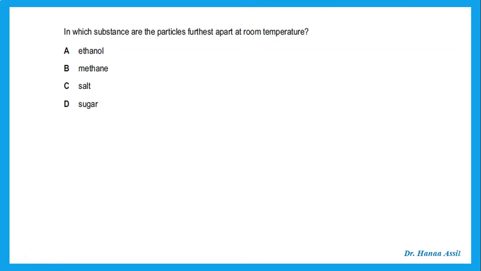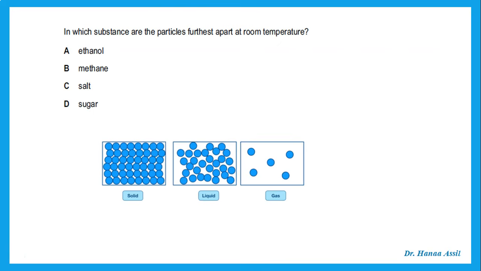Okay, another question. In which substance are the particles furthest apart at room temperature? Well, if we look at solids, liquids, and gases, you know that the ones that are furthest apart would be the gas. So the question is, which of these is a gas? You should know that ethanol is a liquid. Methane is a gas. Salt and sugar are solids. So in which substance are the particles furthest apart? In the gas, which is methane.